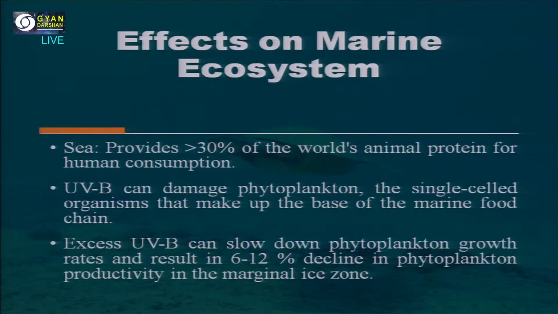On the marine ecosystems, here again, the sea provides more than 30% of the animal protein for human consumption. When these ecosystems are damaged by UVB radiation, single-celled organisms like phytoplankton, which make up the base of the entire marine ecosystem, can be affected. Researchers have reported a 6 to 12% decline in phytoplankton growth rate and productivity in the marginal ice zone, all affected by the UVB radiation striking these systems.